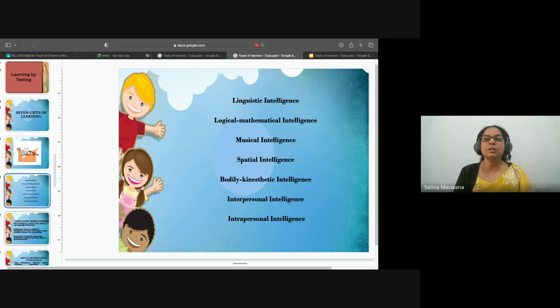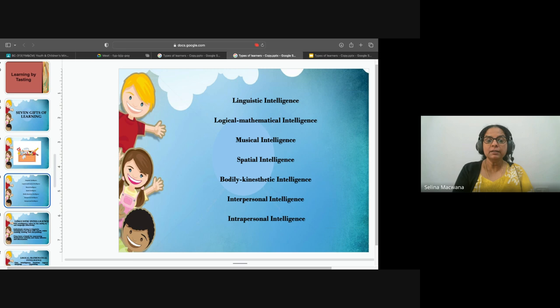Interpersonal intelligence is the skill to understand and interact effectively with others. And then we have intrapersonal intelligence, which is self-awareness and understanding of one's own emotions, motivations, and strengths. We will study these in detail and see how, as children's church ministers or Sunday school teachers, we can incorporate all of this in our teaching methodology. Later on, Gardner added additional intelligences, such as naturalistic intelligence, the ability to understand and recognize patterns in nature, and existential intelligence, the ability to ponder philosophical and existential questions.